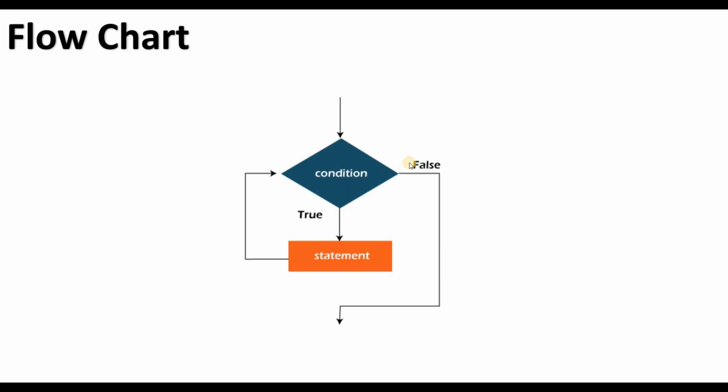The loop will terminate when the condition breaks after the number 5. If we put any number more than 5, the loop will terminate, and until then we will get the output 1 to 5. That is how the flow chart of the while loop works.